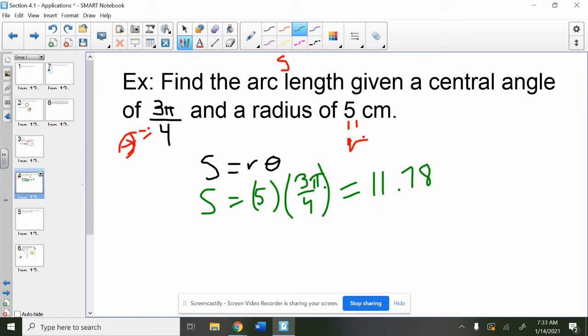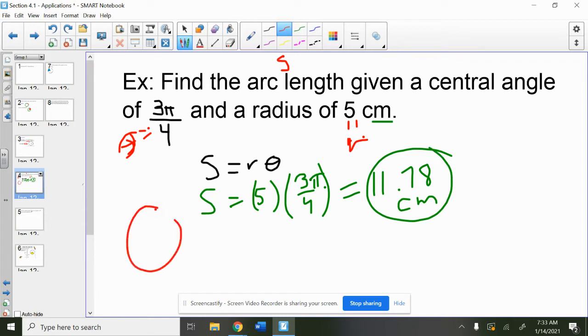11.78. In this case, we talked about how that was centimeters, so this is also going to be centimeters. So the length of that arc that we're finding, on a circle, wherever my center is here, the length of that arc right there is 11.78 centimeters.